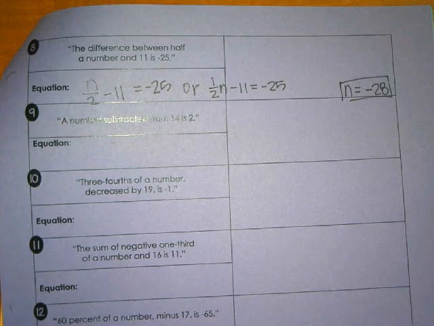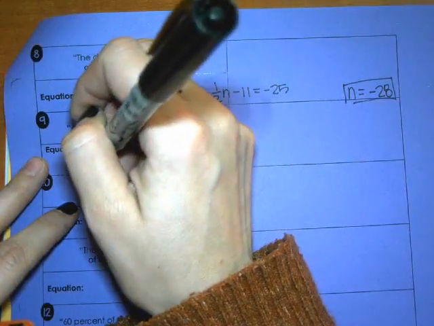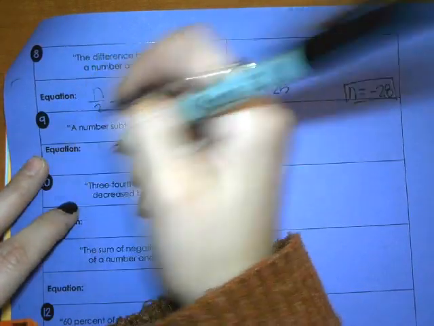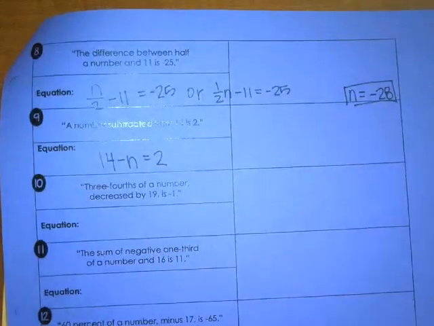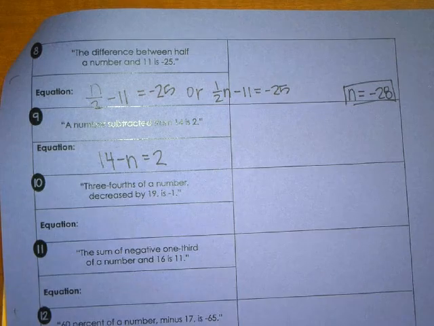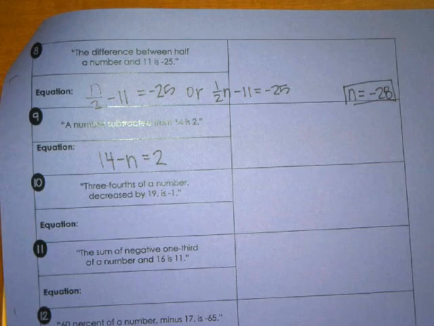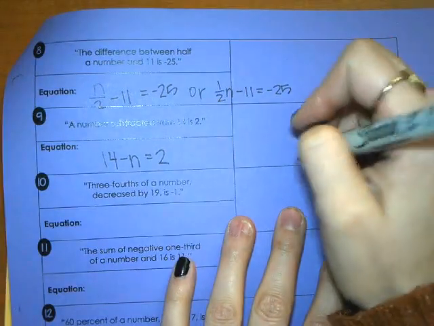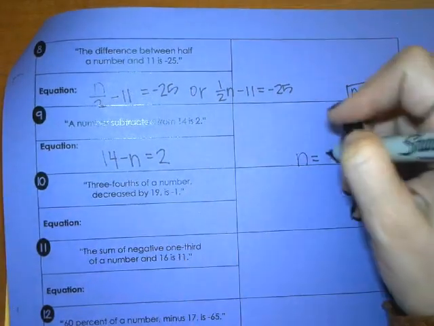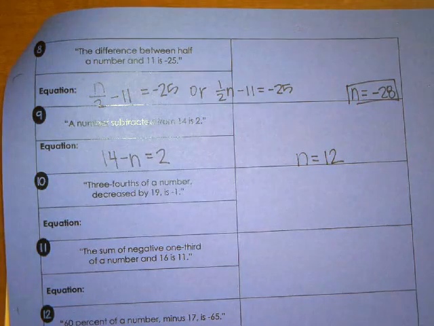All right, problem 9, number 23. How did you write that one? Excellent. So hopefully we all wrote 14 minus n equals 2. This one I have a feeling might have tricked some of you in the answer. What'd you tell me? Positive 12 or negative 12?